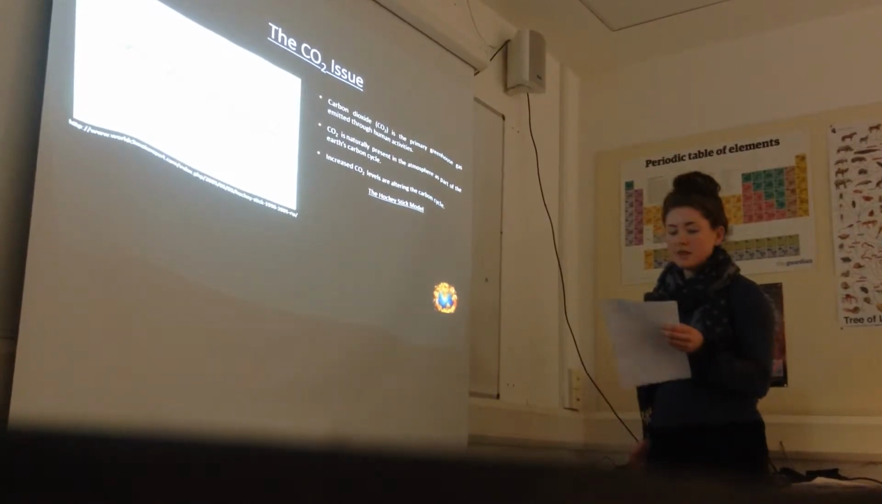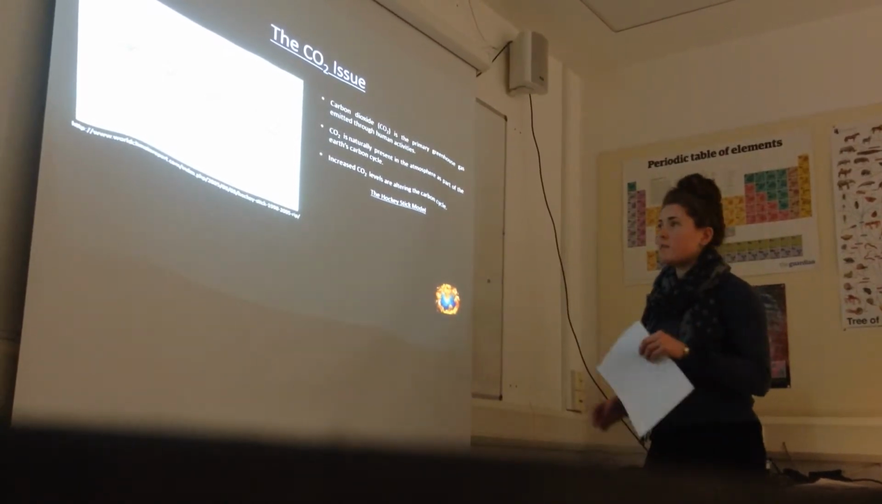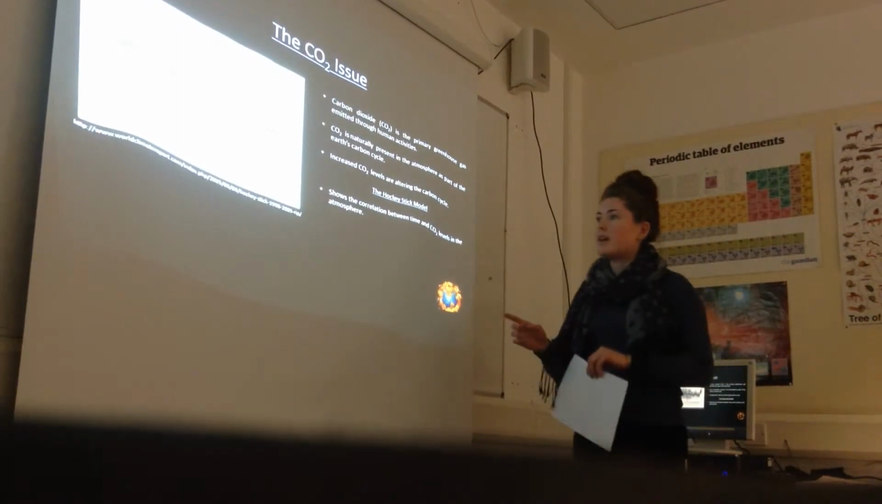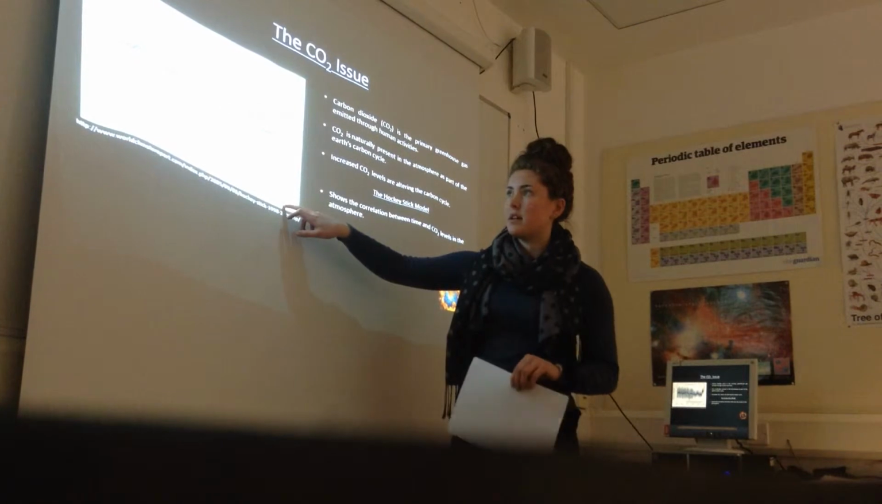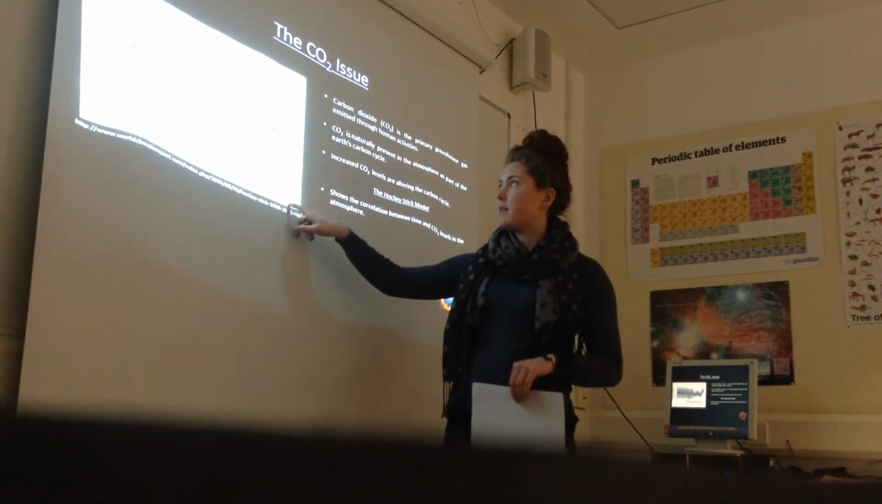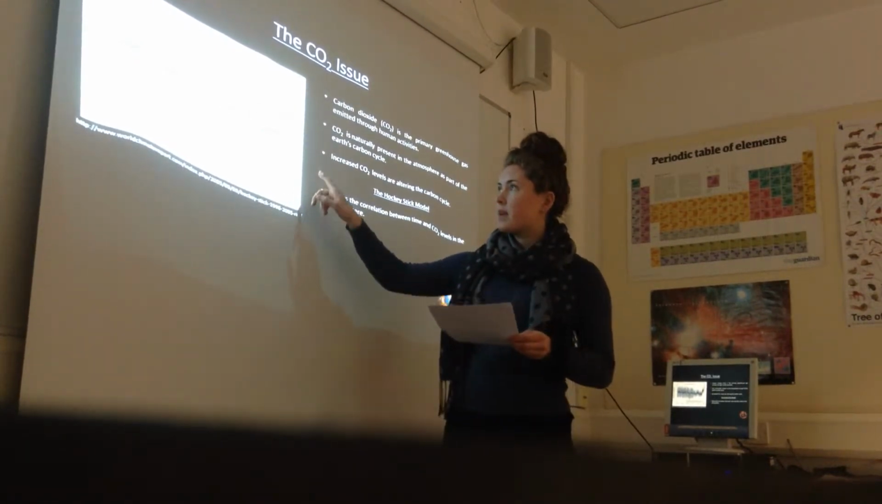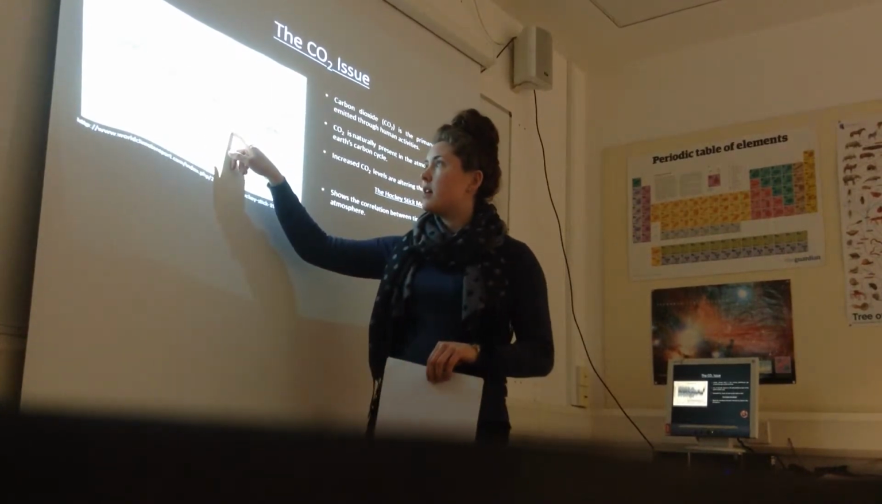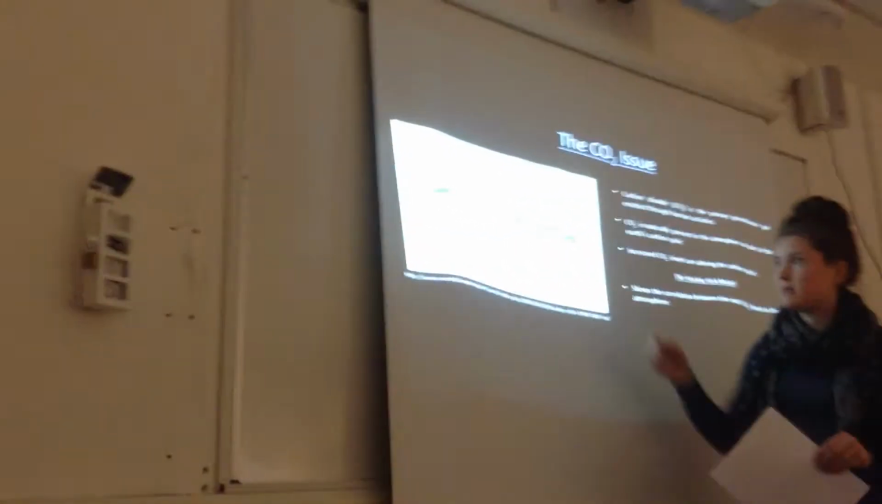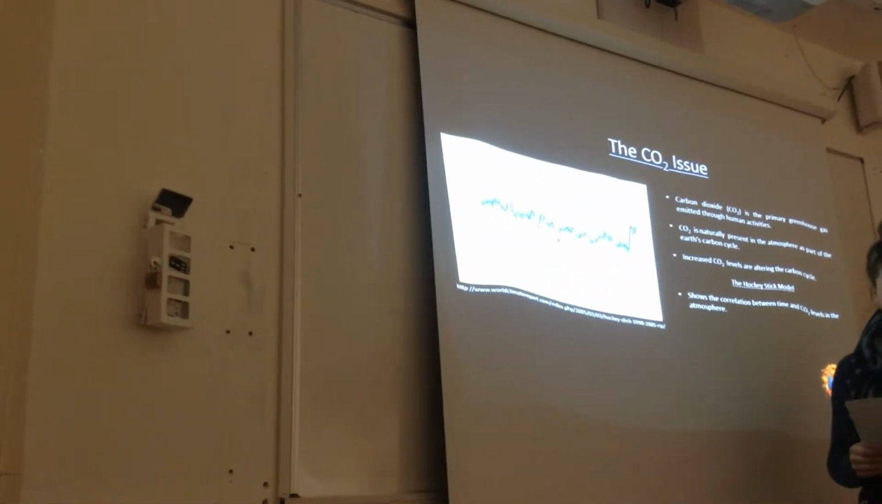This is the graph there. It's the hockey stick model. And it just shows the correlation between times in the past, 1,000 years, and the amount of carbon dioxide in the atmosphere. You can see, like here, there's already some fluctuations in the carbon dioxide levels, but that's just been put down to natural fluctuations.